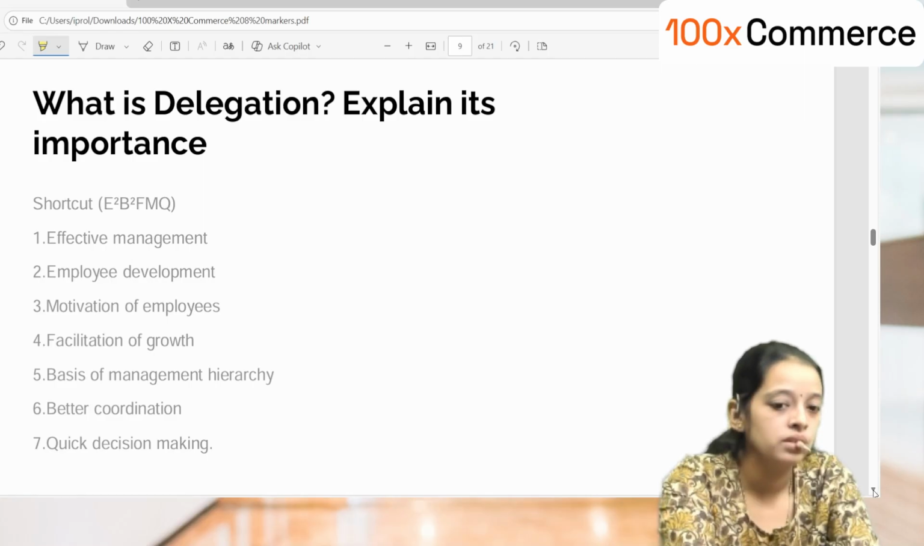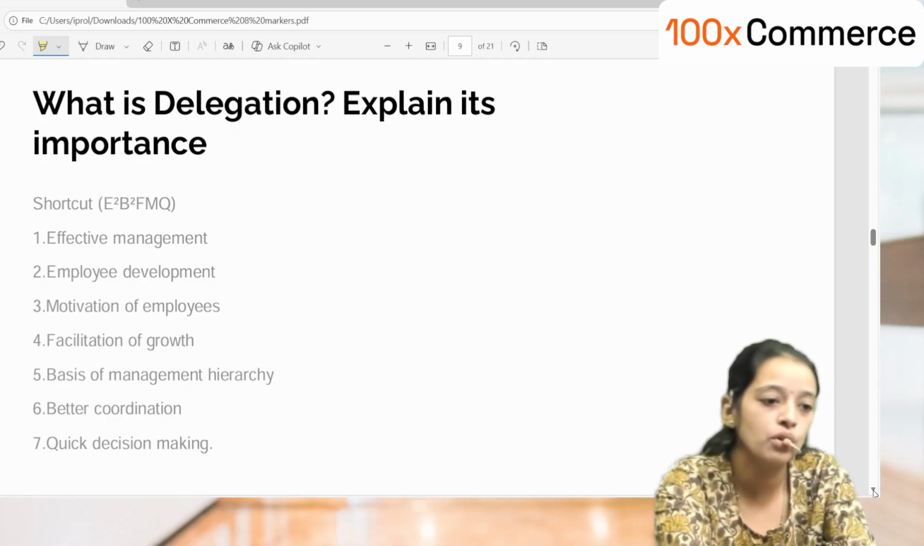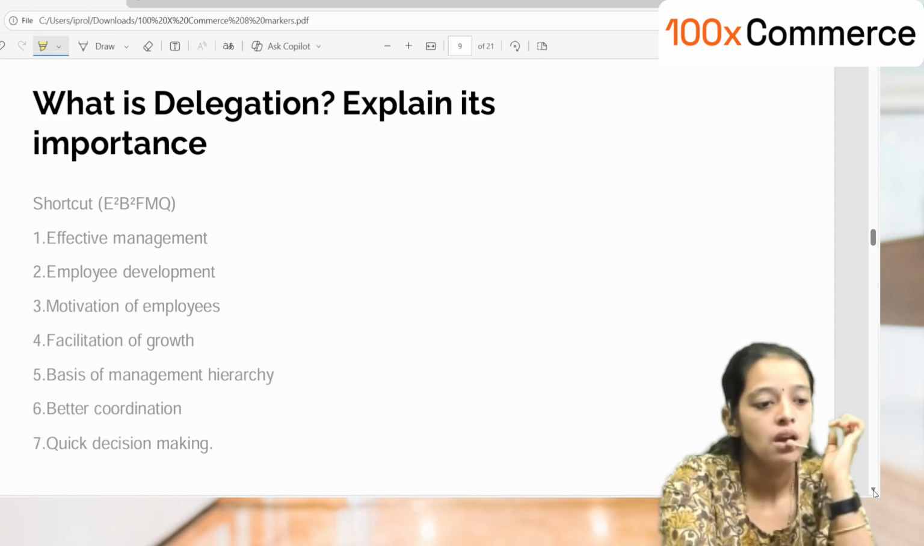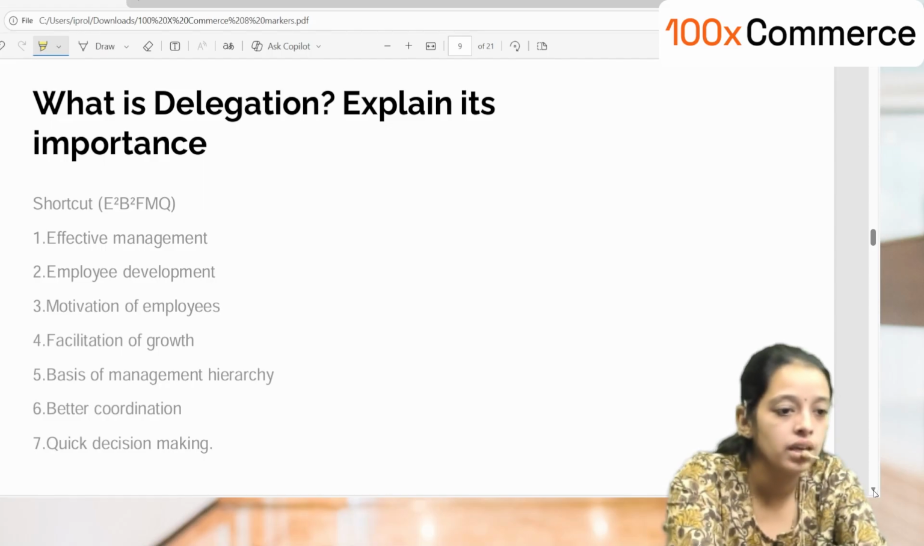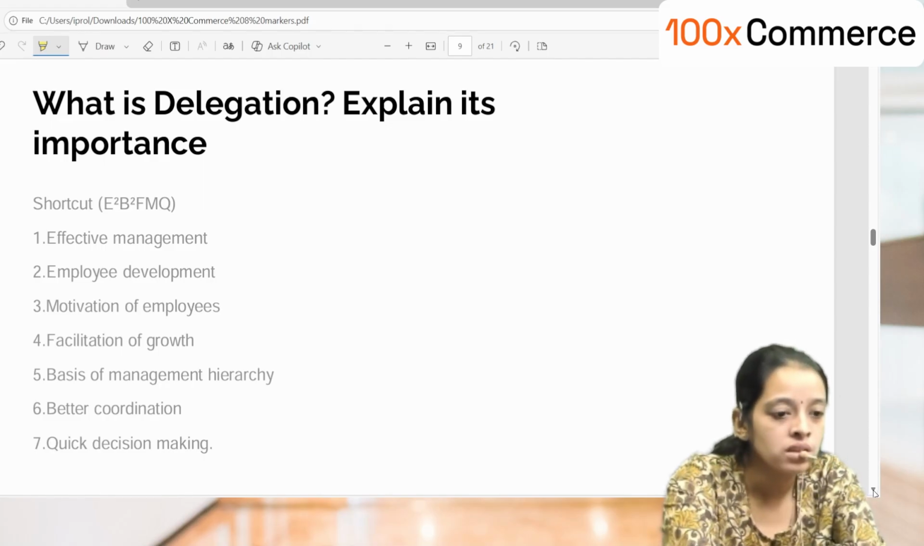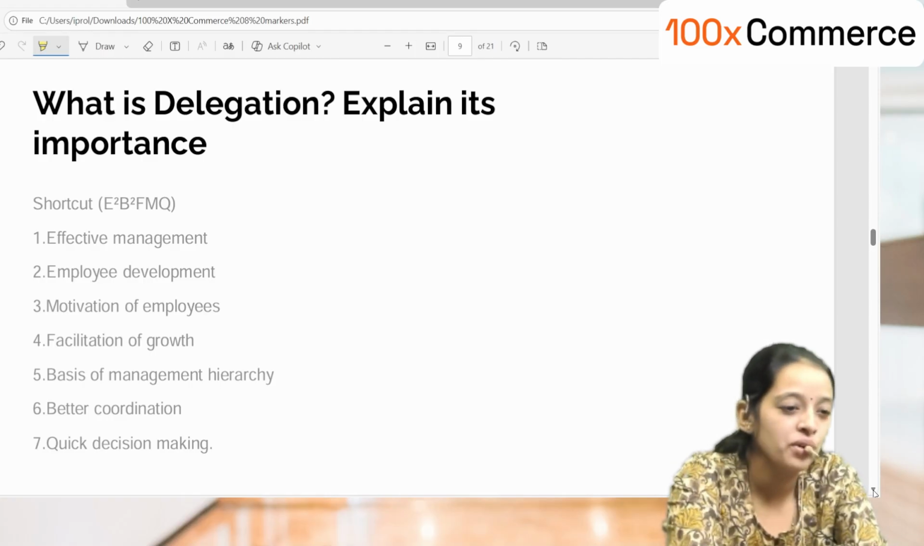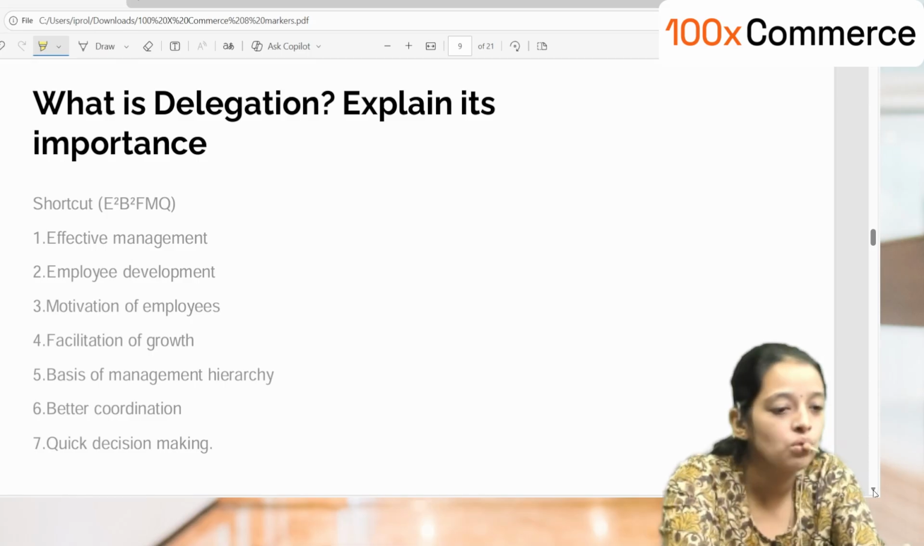Employees develop their thinking, their skills, their talent. Overall development of employees happens. It gives a lot of motivation to the employees overall, because if some extra work is being delegated, it is kind of a motivation to employees. Facilitation of growth, so as usual there is an overall growth and development that is happening.